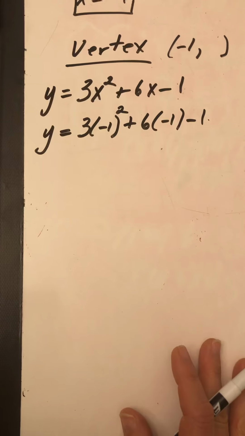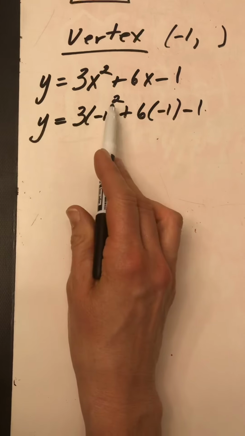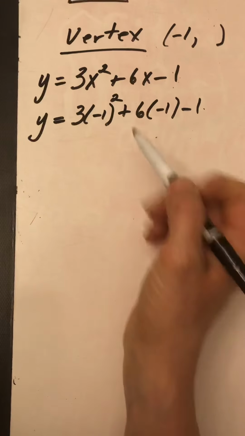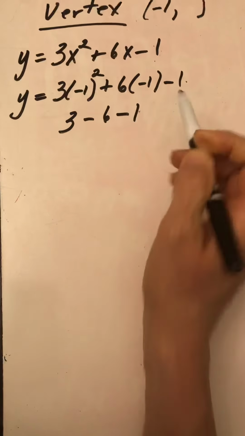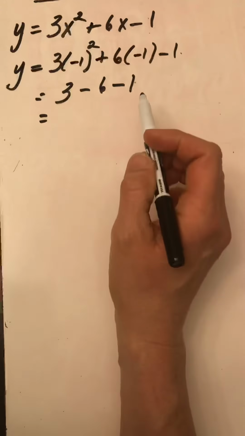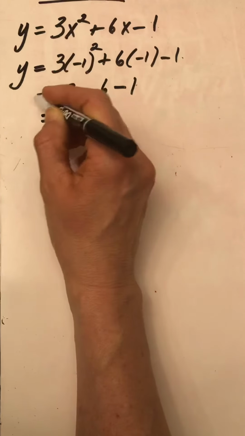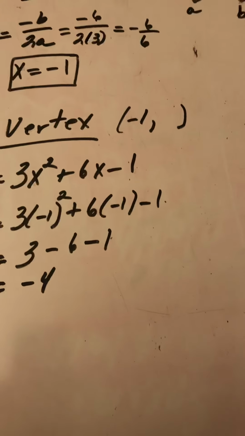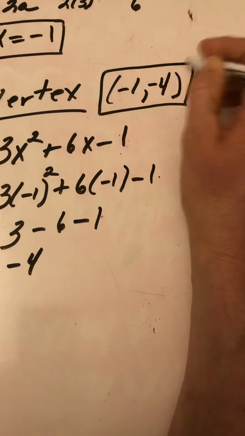All right, now we just figure this out using our order of operations. You're going to square this negative 1 first. This is going to go positive. So this is just 3 times positive 1, which is 3, minus 6, minus 1. 3 minus 6 gives me negative 3, minus 1 gives me negative 4. So y equals negative 4. So you can go up to your ordered pair that you started, and there's your vertex.